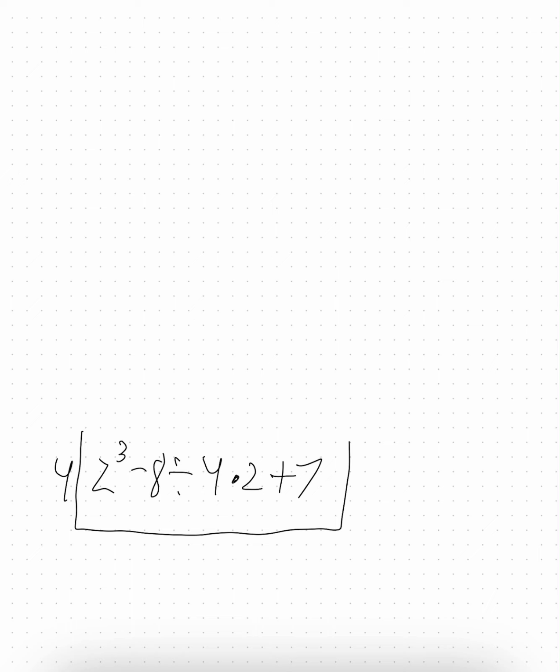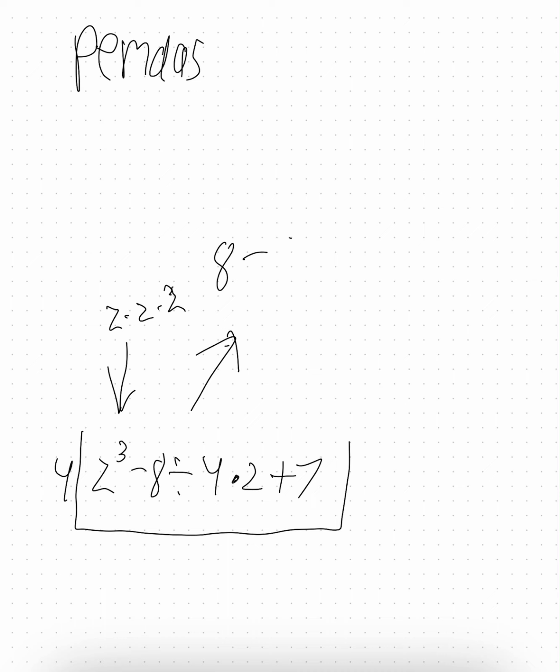Now let's look at the last one. This will be the last problem for our day. This is 2 times 2 times 2. That is 2 to the third power. Okay? And we have to use exponents first. So here we have 8 minus 8 divided by 4 times 2 plus 7. Now we don't have any grouping symbols, and we did the exponents. Now we have to do the multiplication and division.